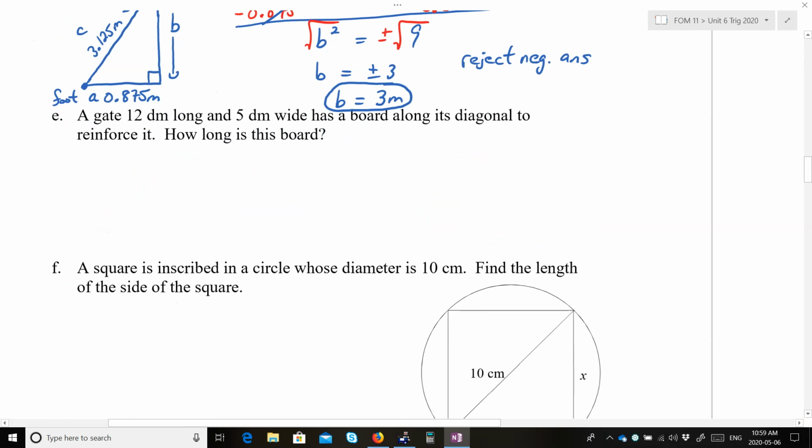Letter E, a gate 12 decimeters long and 5 decimeters wide has a board along its diagonal to reinforce it. How long is this board? Okay, so it's sort of getting at, if you have a little gate like this, sometimes they look like this. And then there's a board that goes across these, like that. So that's what they're talking about.